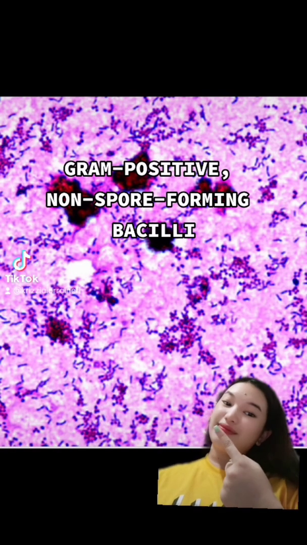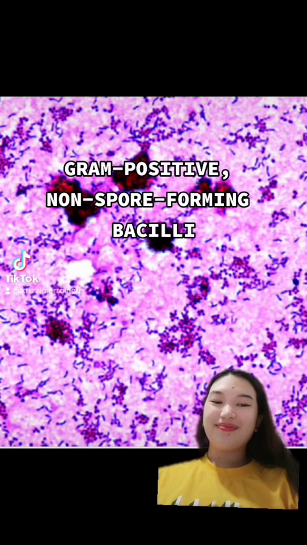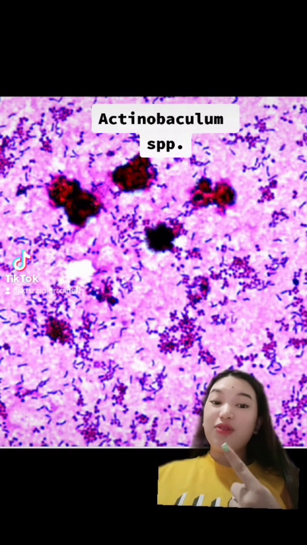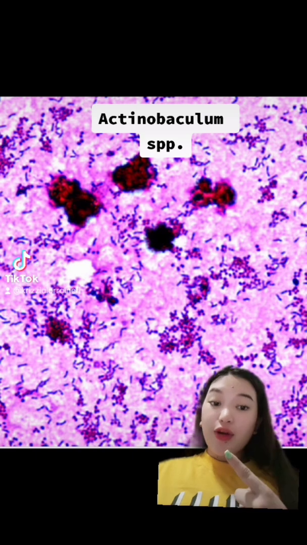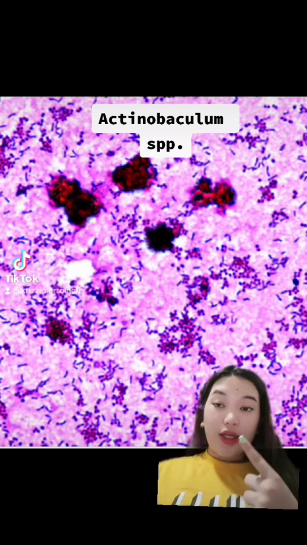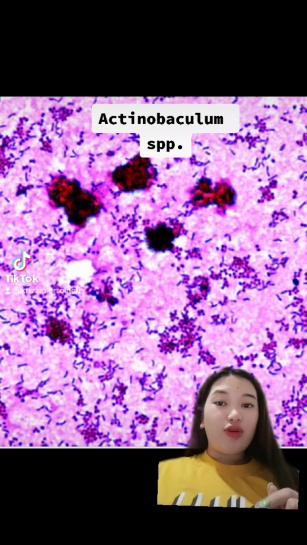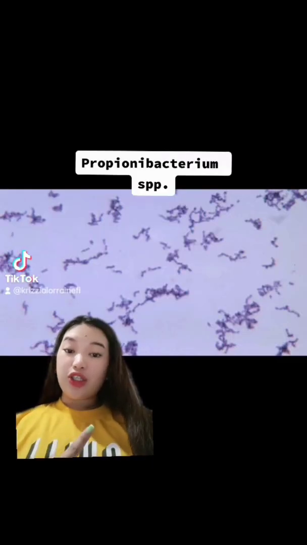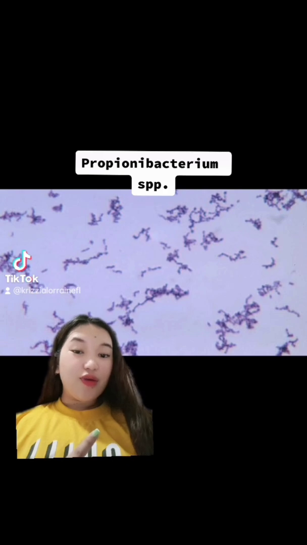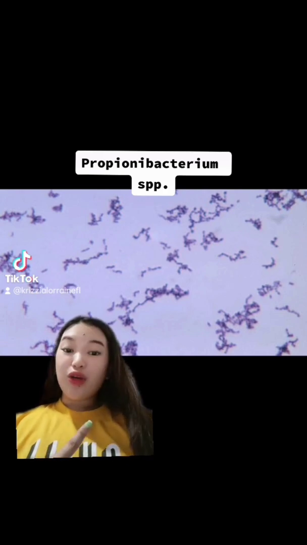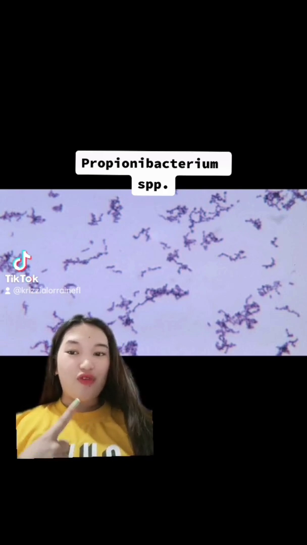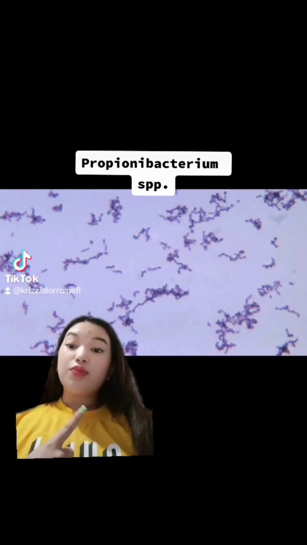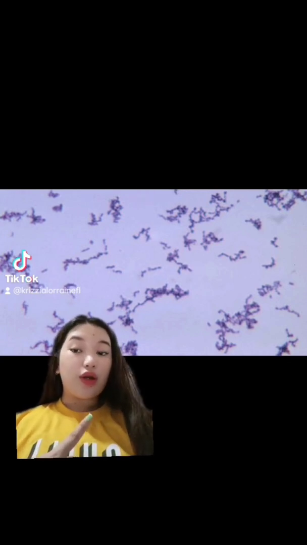Gram-positive, non-spore-forming bacilli. Actinobaculum species are typically rod-shaped facultative anaerobes that are normal microbiota of the human genitourinary tract. Propionibacterium species are anaerobic and aerotolerant, pleomorphic, gram-positive rods. The bacterium produces propionic acid from glucose.